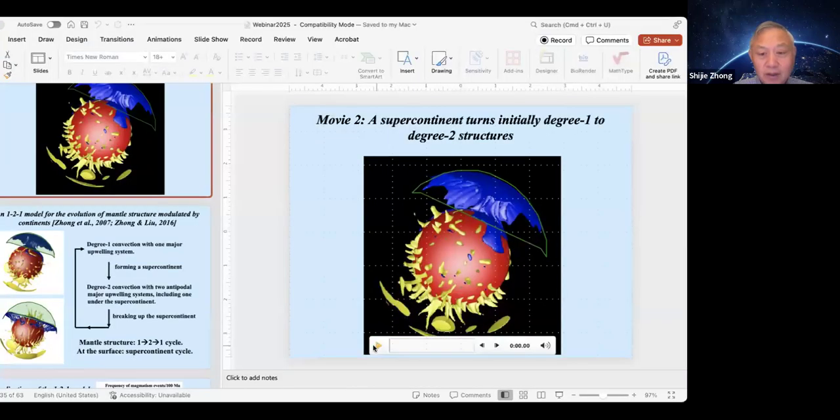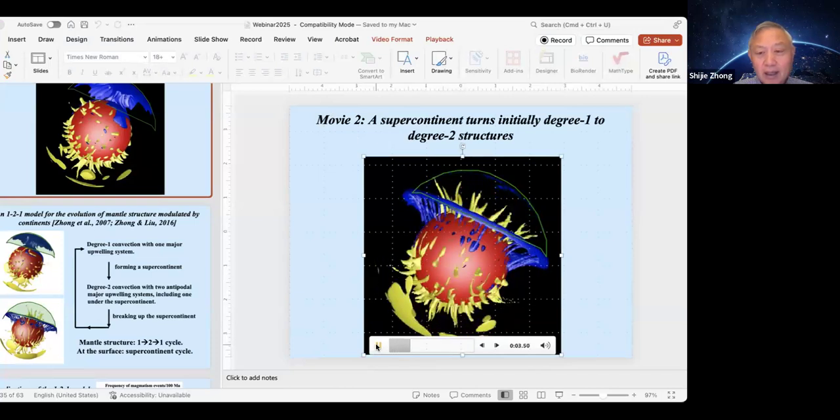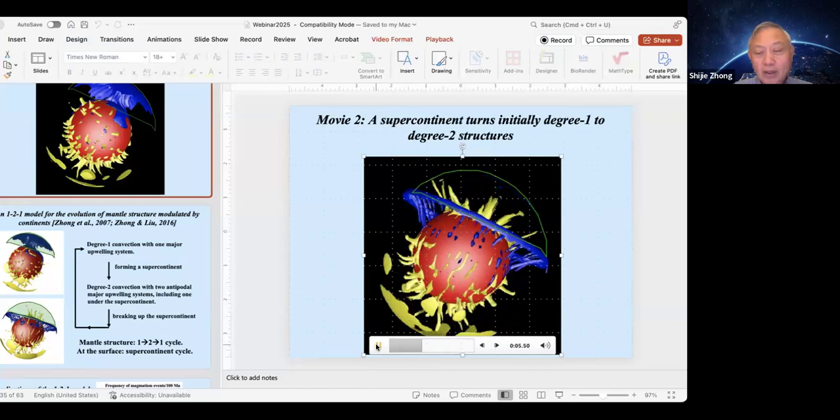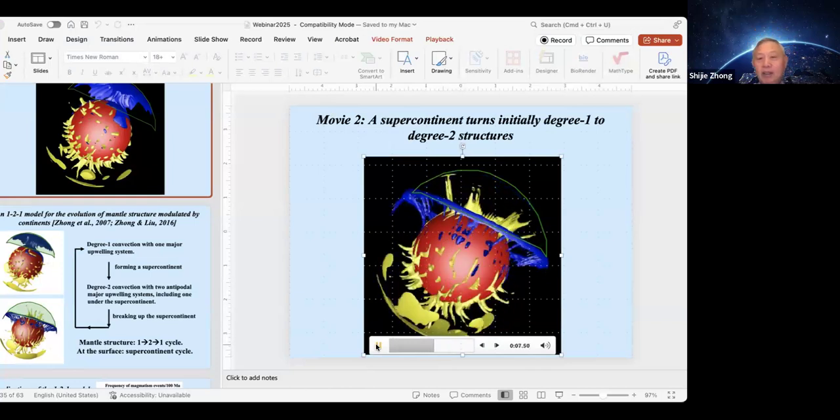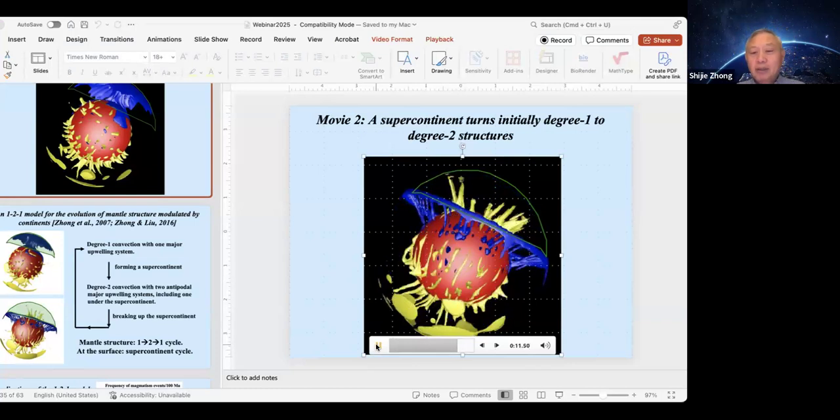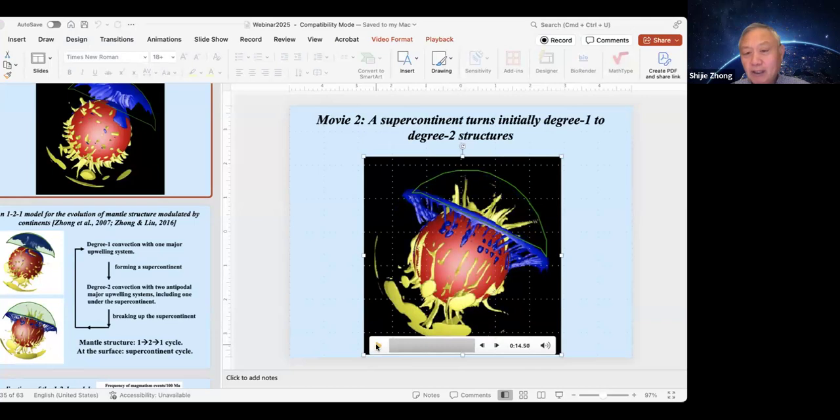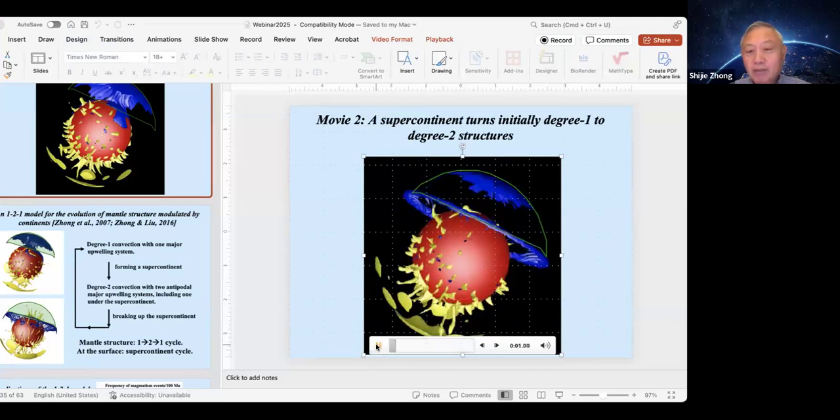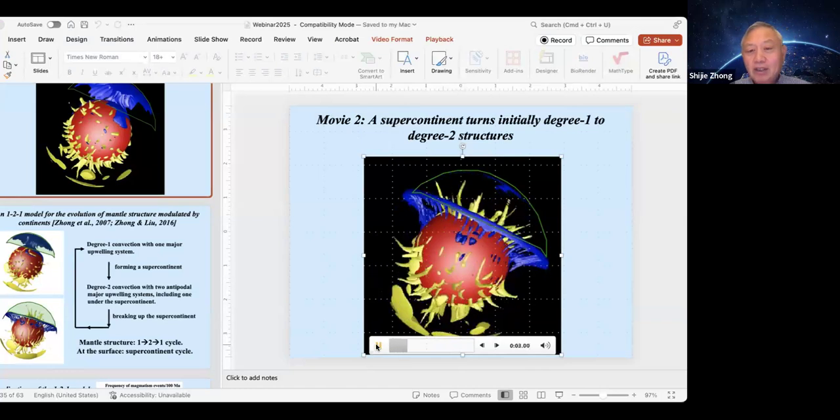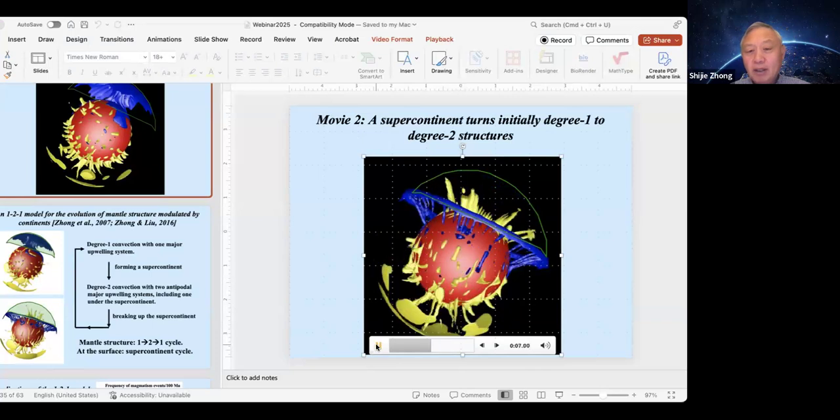So now here I'm going to show this movie, sort of saying that once you actually form a supercontinent, then the continent cannot be subducted, right? So the subduction can only start to happen at the boundary of the supercontinent. The supercontinent here is represented by the green cap, right? Now you see the subduction will occur around the supercontinent, right?